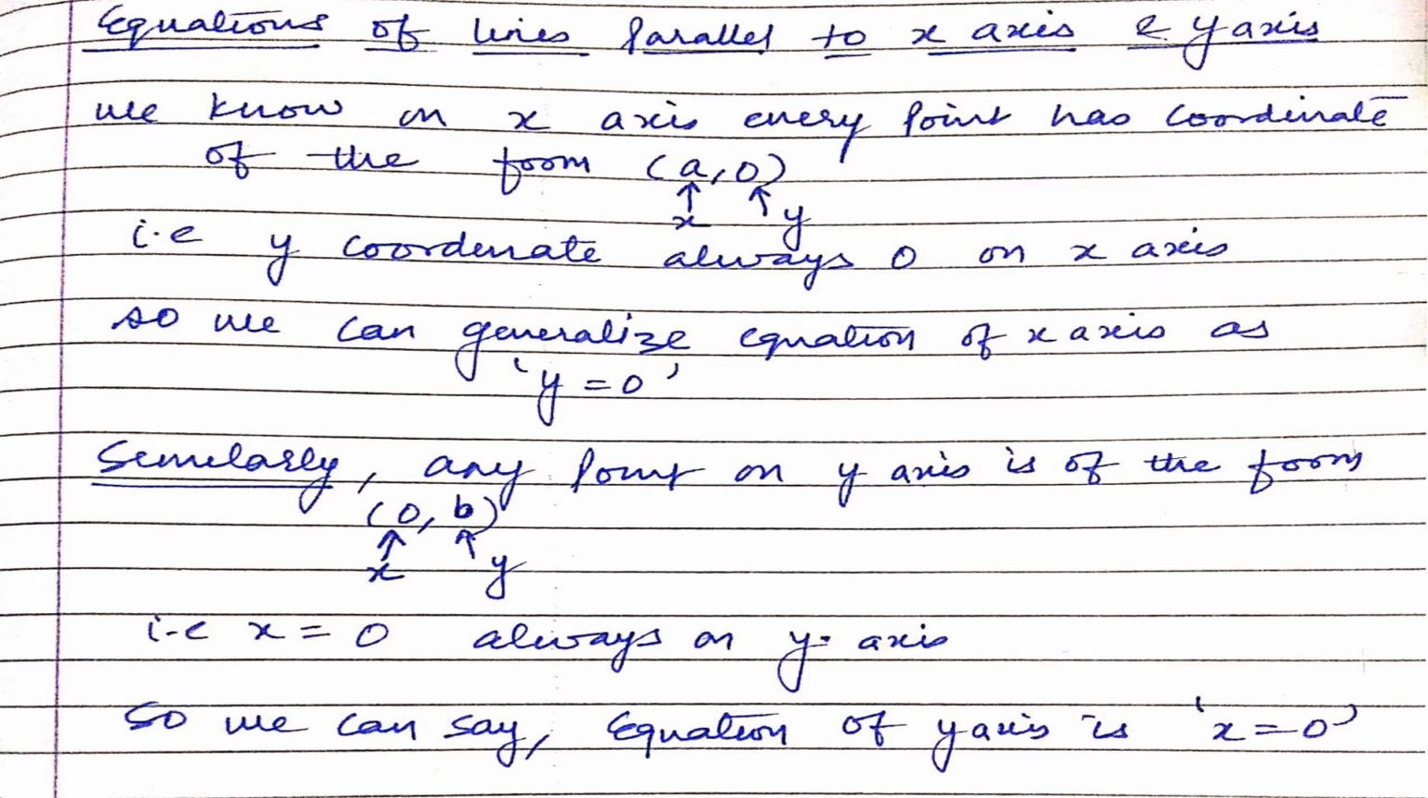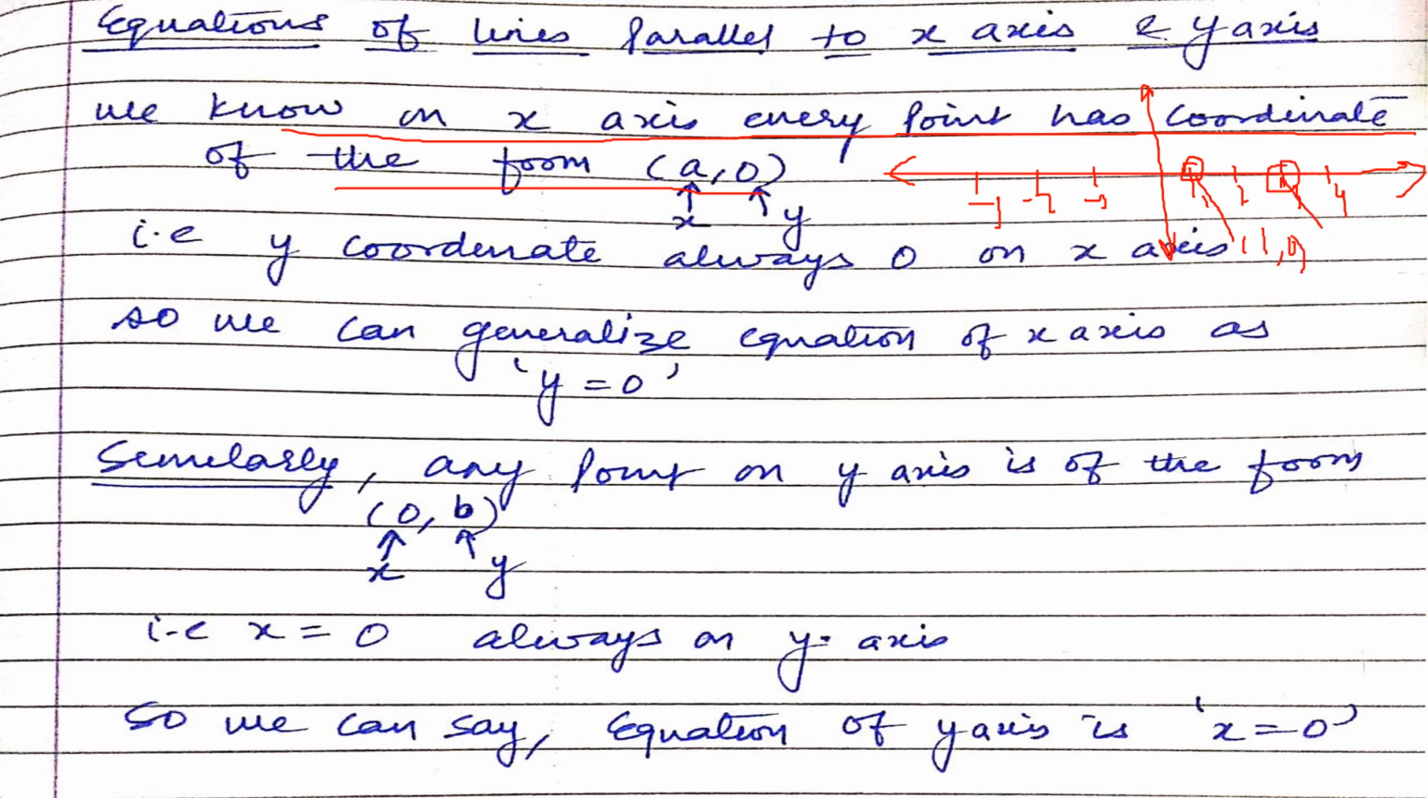You can see, we know on x-axis every point has coordinate of the form a comma 0. Why I am saying this? You can see, suppose this is the graph, 1, 2, 3, 4. This is the x-axis. Okay, just an example I am taking -2, -3. You can tell me what is coordinate of this point. You will say, sir, it is 1 comma 0. If I ask coordinate of this point, you will say, sir, 3 comma 0. Similarly, this point is -3 comma 0.